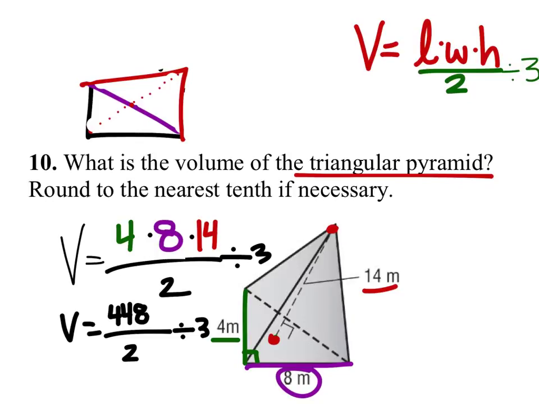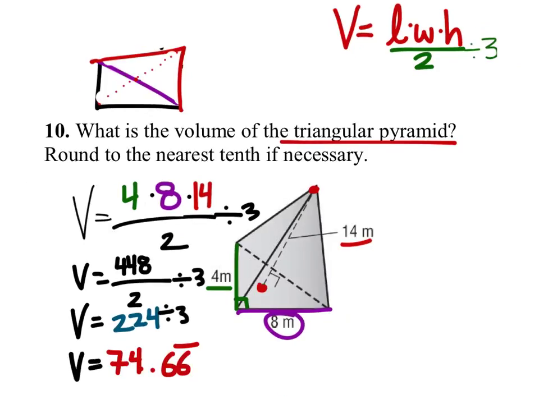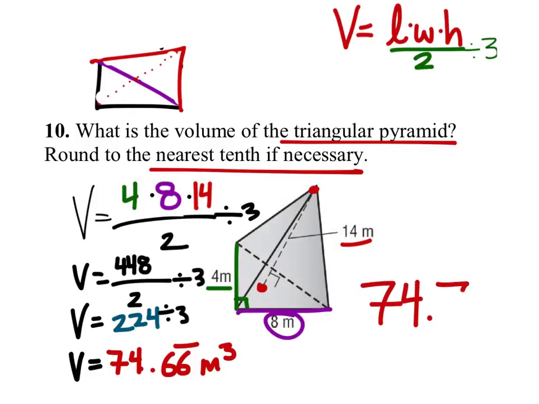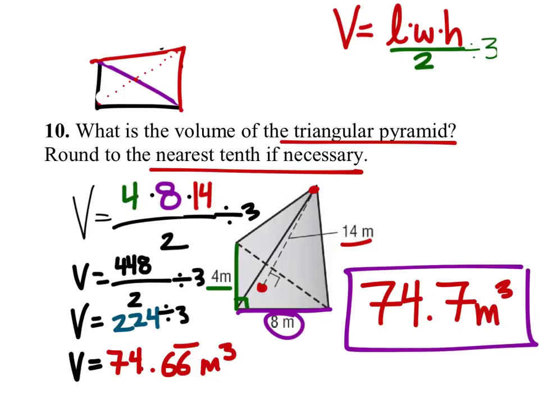And 4 times 8 times 14 is 448. So that would be the volume of this if it were a rectangular prism. Now if I divide that by 2, I get 224, which would be the volume of the triangular prism. But then we got to divide that by 3, which would be the final volume, which gives me 74.6 repeating. And since this is volume, we're looking at meters cubed. But this told me to round to the nearest tenth, which I will do now. 74.6 repeating, so I'm going to round the 6 up to a 7 in meters cubed. And that right there is my final answer.